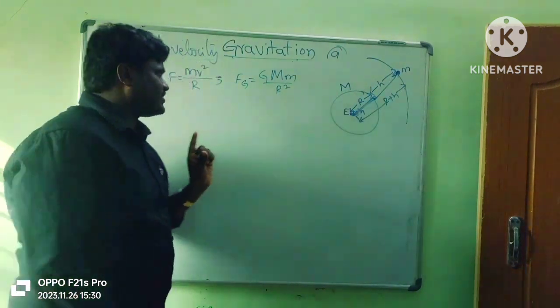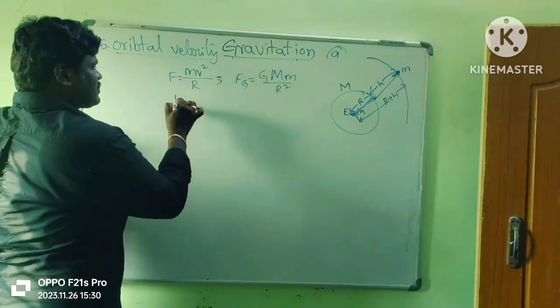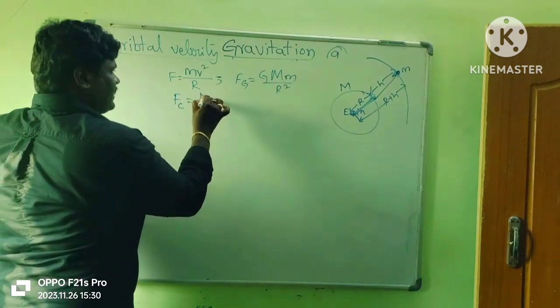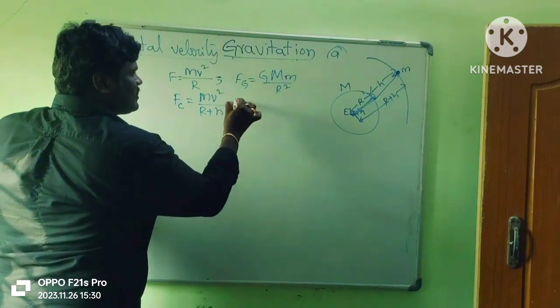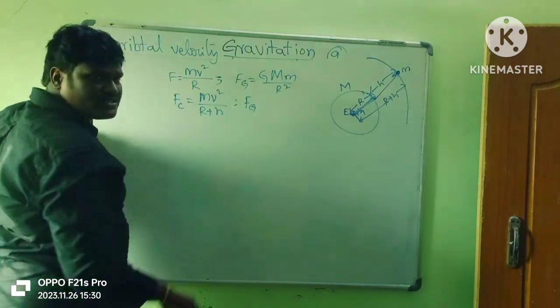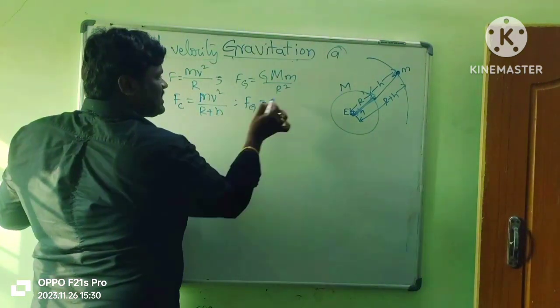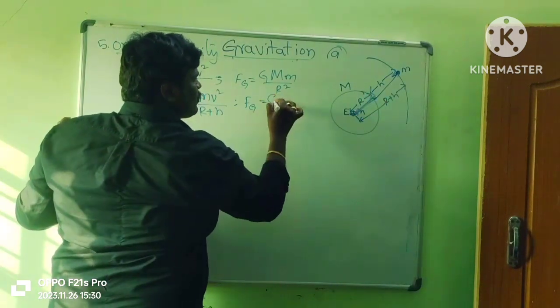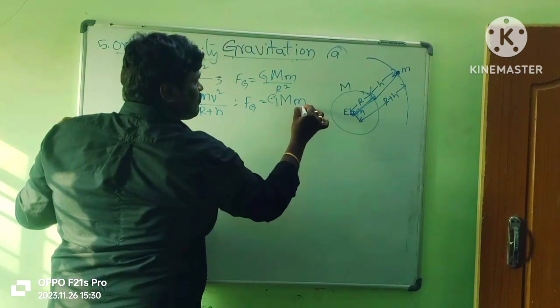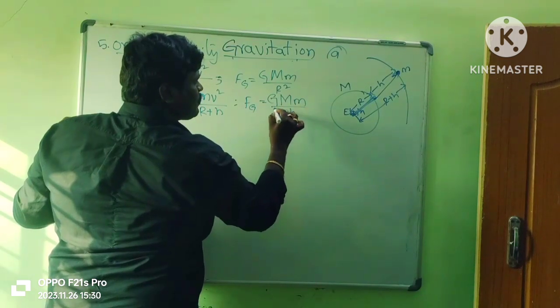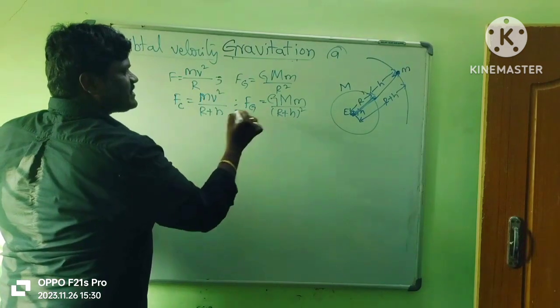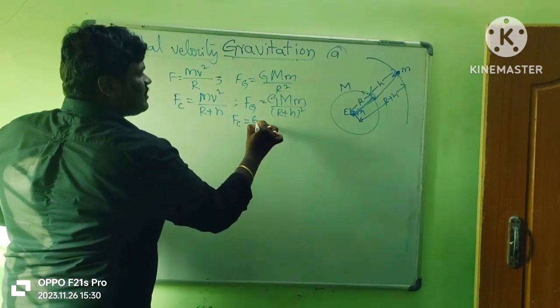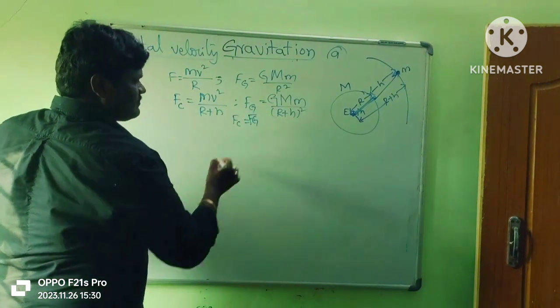R plus h distance. So here the centripetal force F is equal to mv square by r plus h. Similarly the gravitational force Fg, in r's place we have to write r plus h, so capital G, capital M, small m by r plus h whole square. These two are equal forces, so we equate Fc equals Fg.